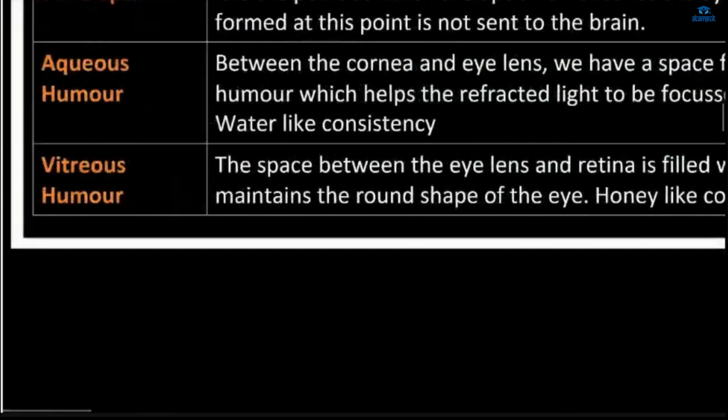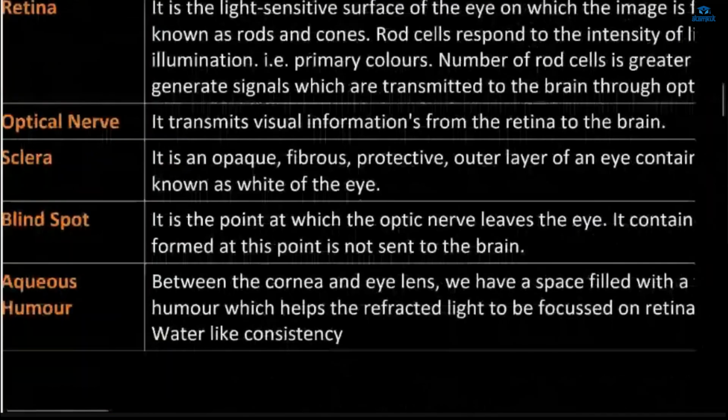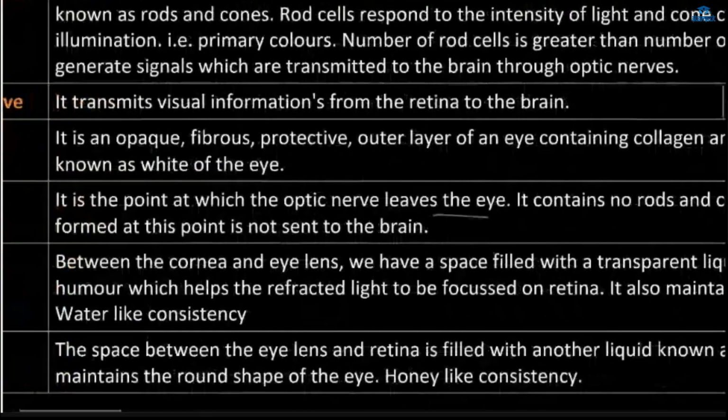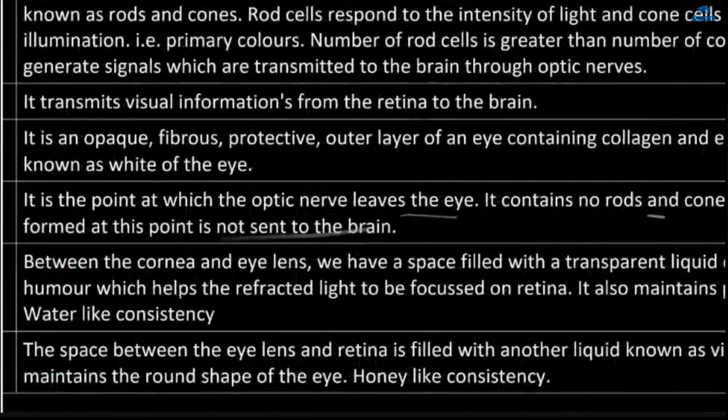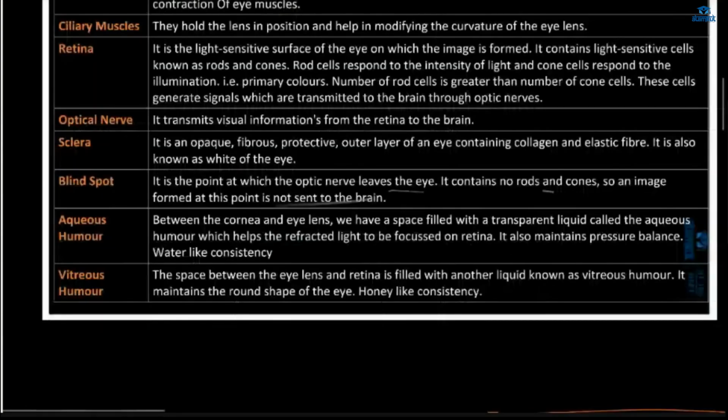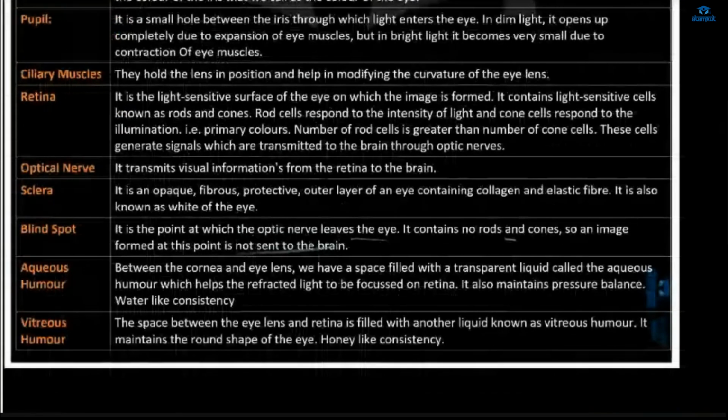The blind spot is the point where the optic nerve leaves the eye. It contains no rod cells and cone cells. So an image formed at this point is not sent to the brain, so we cannot see the object. And if any information is not sent to the brain, then we cannot react to it. Okay, fine.